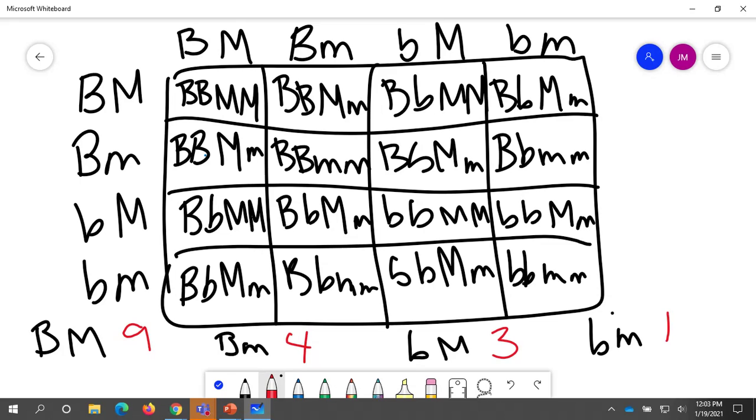Big B, little m. 1, 2, 3. Okay, that was my mistake. I miscounted my big B, little m's. So we have a total of 16. And that adds up 9 plus 3 plus 3 plus 1.